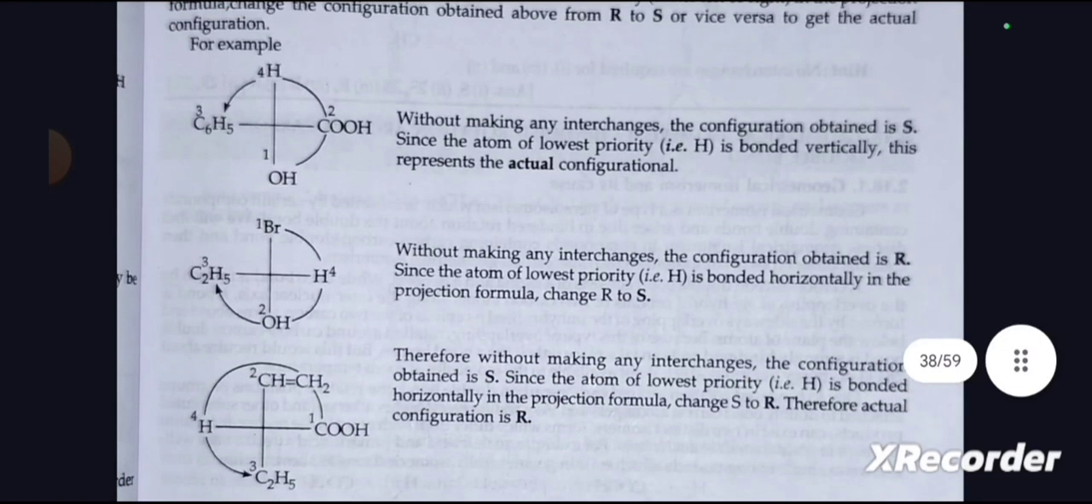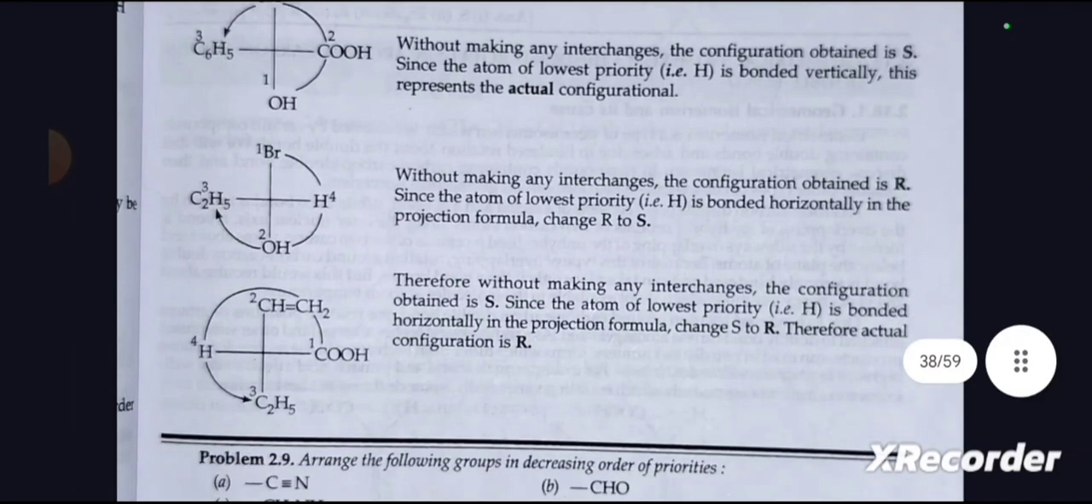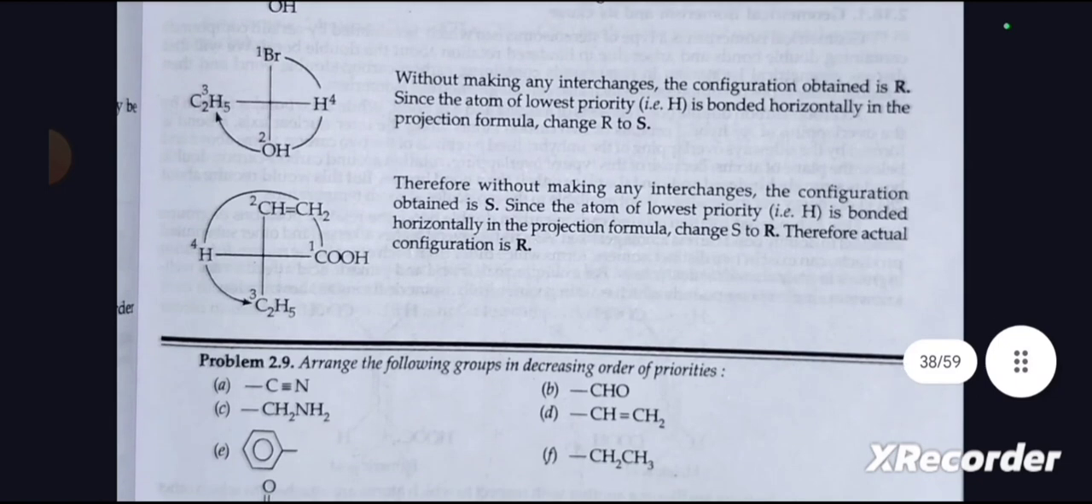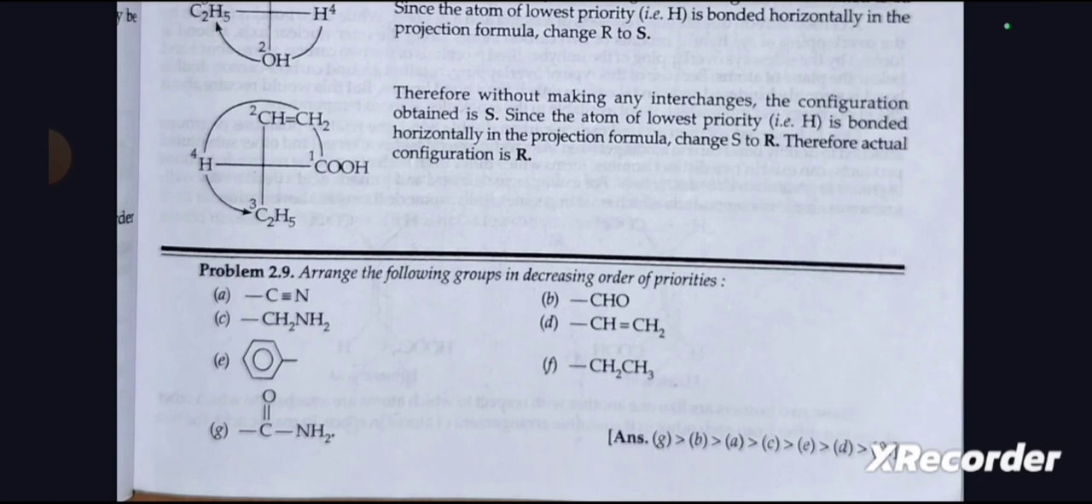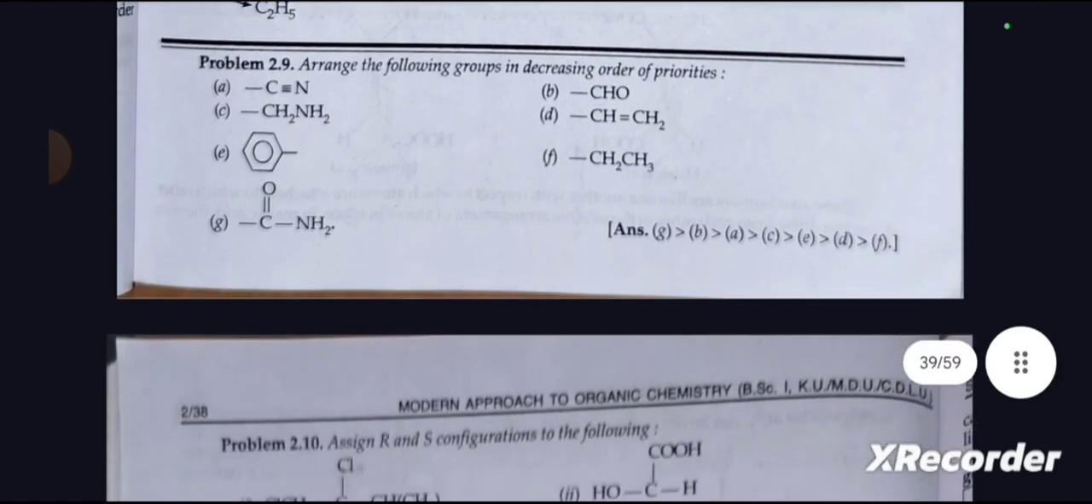For example, without making any interchanges, the configuration obtained is S. Since the atom of lowest priority, that is H, is bonded vertically, this represents the actual configuration. Without making any interchanges, the configuration obtained is R. Since the atom of lowest priority, that is H, is bonded horizontally in the projection formula, change R to S. Therefore, without making any interchanges, the configuration obtained is S. Since H is bonded horizontally, change S to R. Therefore, the actual configuration is R.